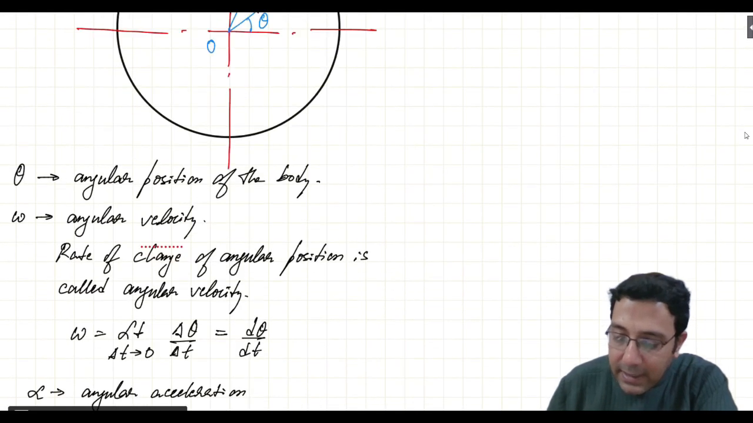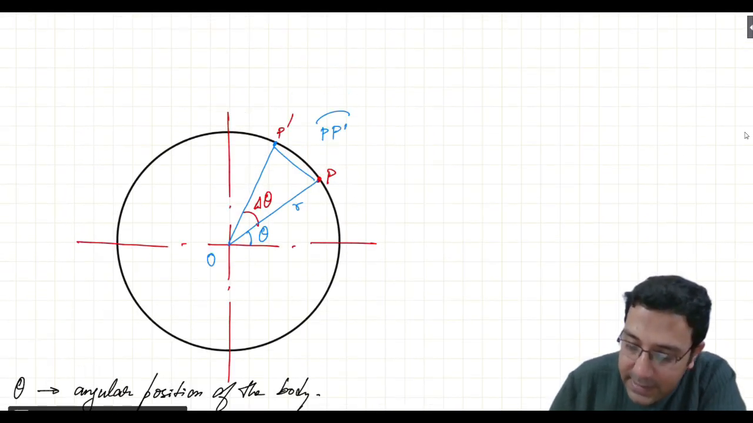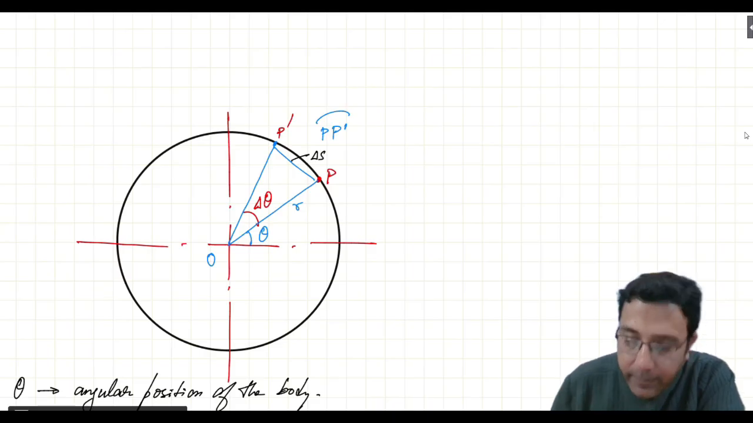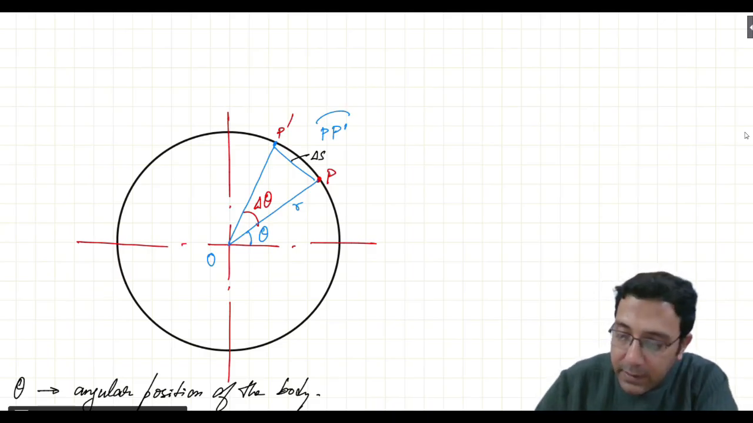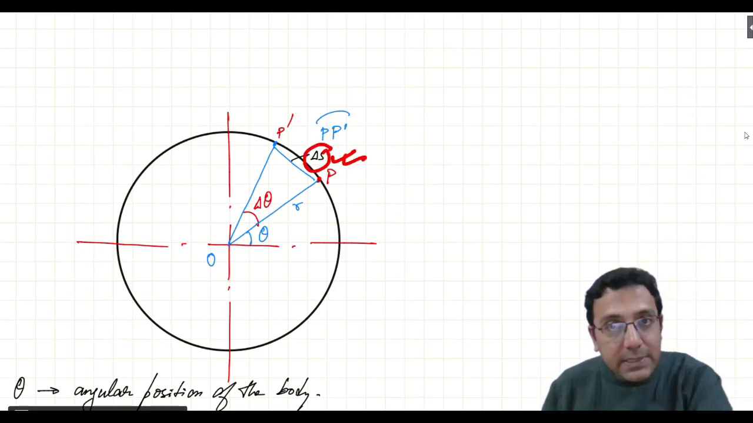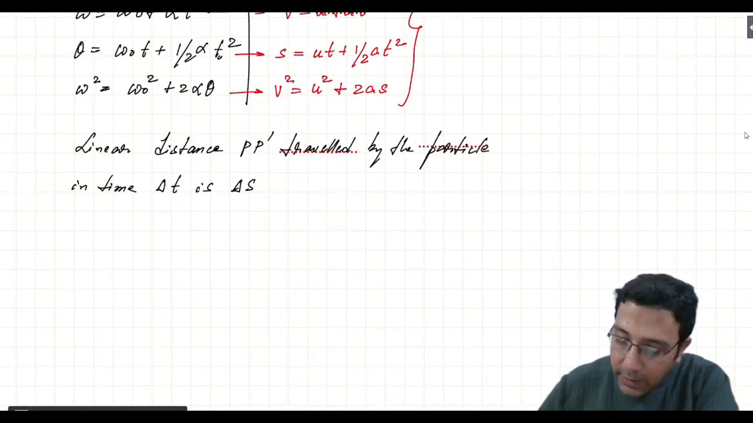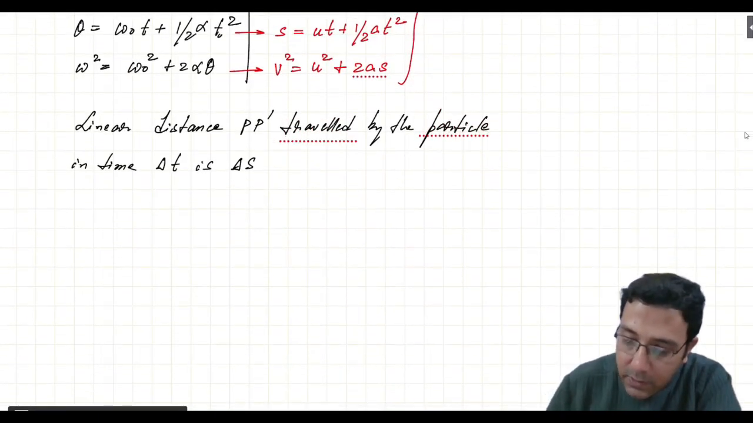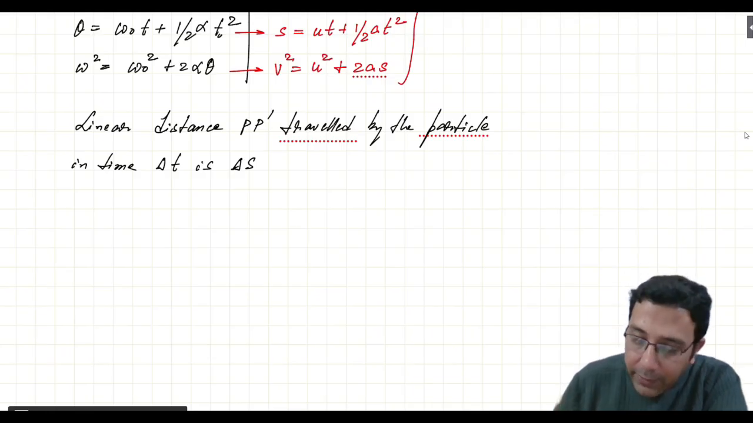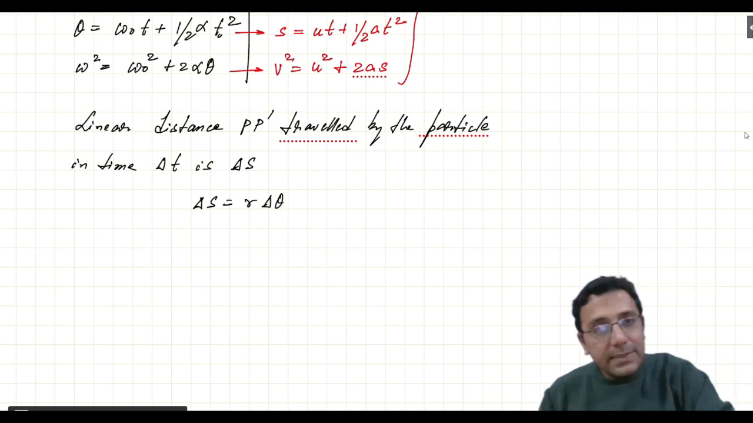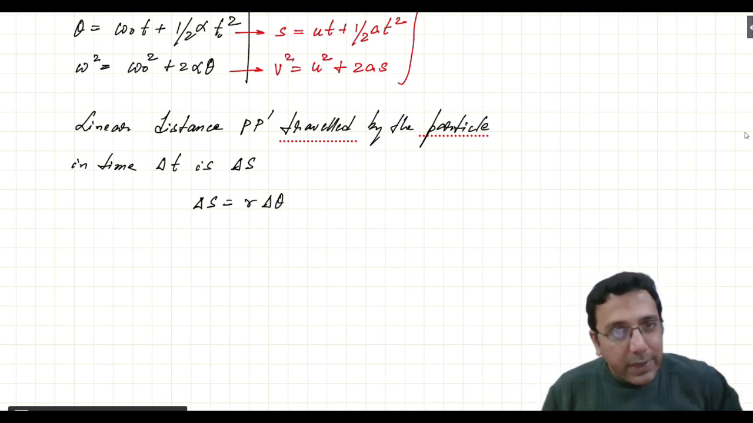What will be delta s? Let me just mark it. This is delta s. Did you notice? This one is delta s. So what can we write? Delta s equal to r delta theta. As delta theta is very small, that is why we can write it.